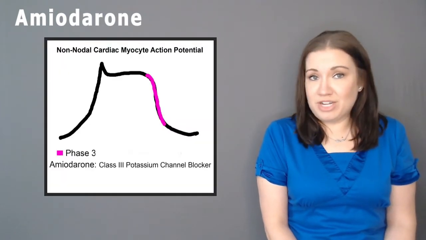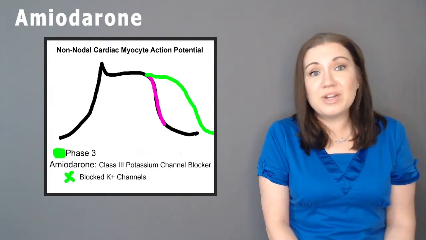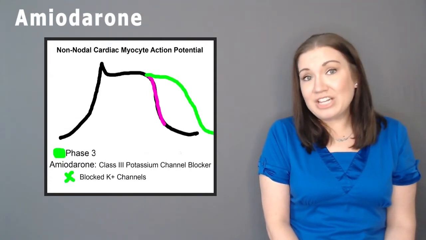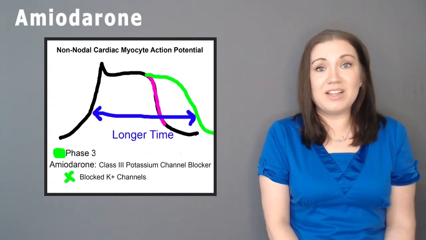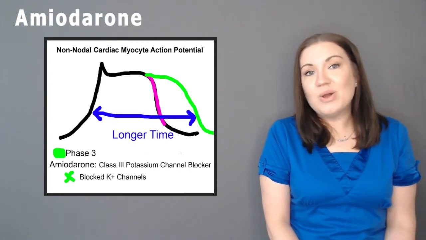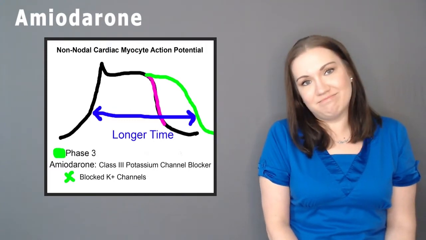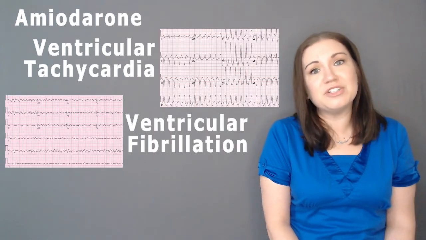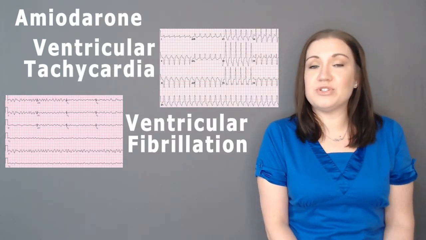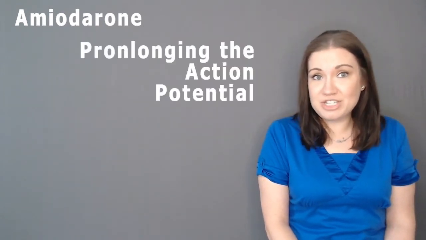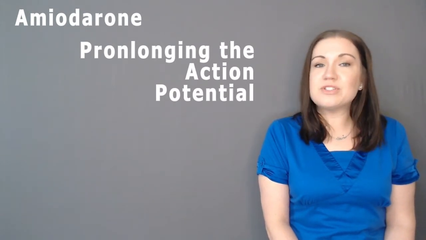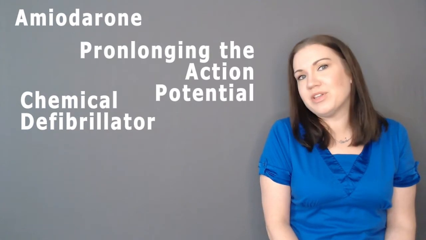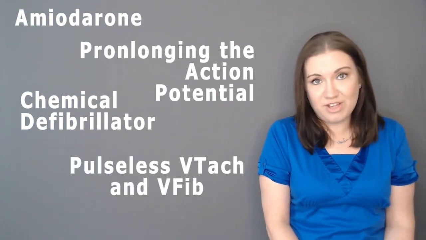By blocking potassium channels, amiodarone causes an elongated phase 3 of the myocyte action potential. An elongated phase 3 means it takes more time for the cell to repolarize, which means a longer time between heartbeats. It slows the heart down. Amiodarone is most commonly used to treat ventricular tachycardias and ventricular fibrillation, though it can be used to treat SVT and other atrial issues. By prolonging the action potential of the cardiac muscle, amiodarone slows the heart down and works as a chemical defibrillator in a patient with pulseless VTach and VFib.